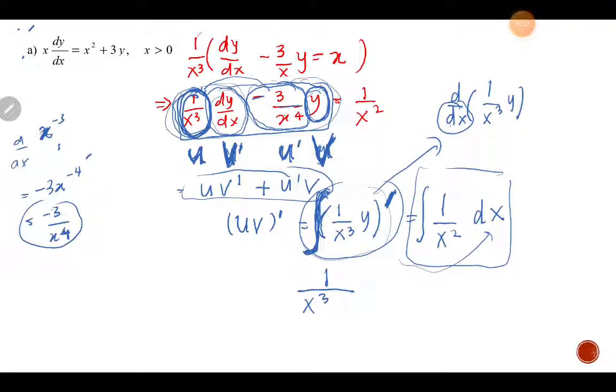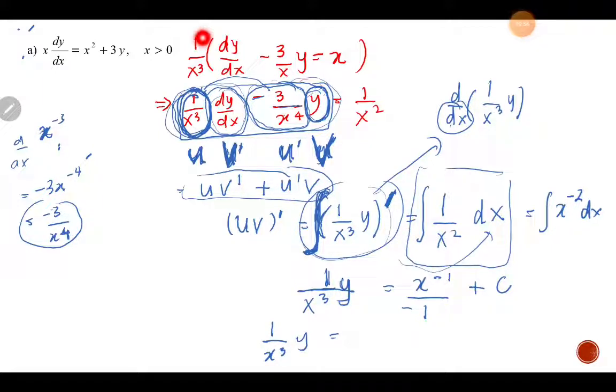1 over x cube y. So, sekarang ni, you just have to integrate x kuasa negatif 2 dx. You integrate, you akan dapat x kuasa negatif 1 per negatif 1. Betul? Tambah C. Jangan lupa tambah C. So you find your answer will be 1 over x cube y equals to negative 1 over x tambah C.